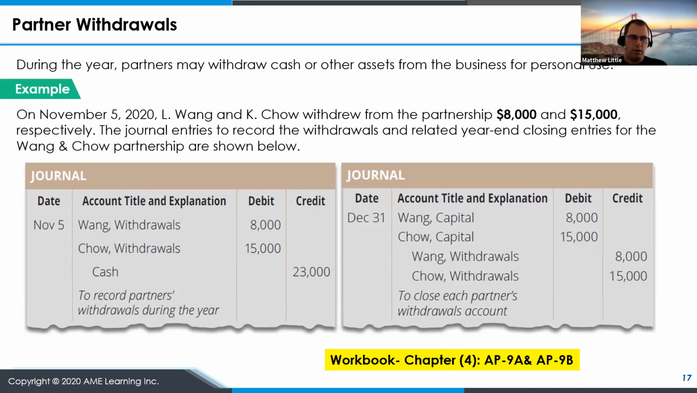At the end of the year, just like when you do all your other closing entries, you would have to close out the withdrawals account. So we'd want to credit Wang and Chow withdrawals for $8,000 and $15,000 and debit Wang and Chow capital for $8,000 and $15,000 as well. You can see that on the screen.